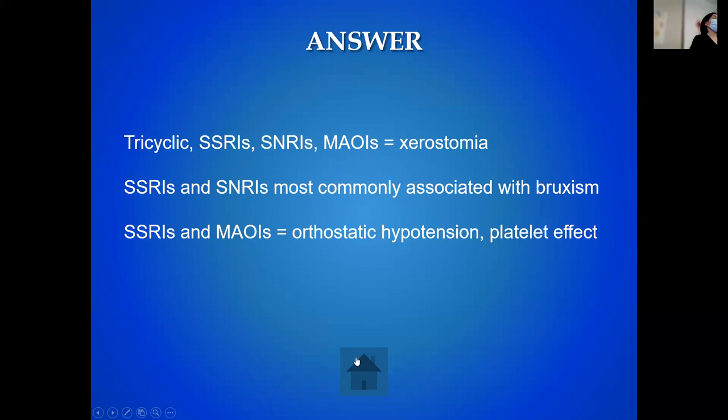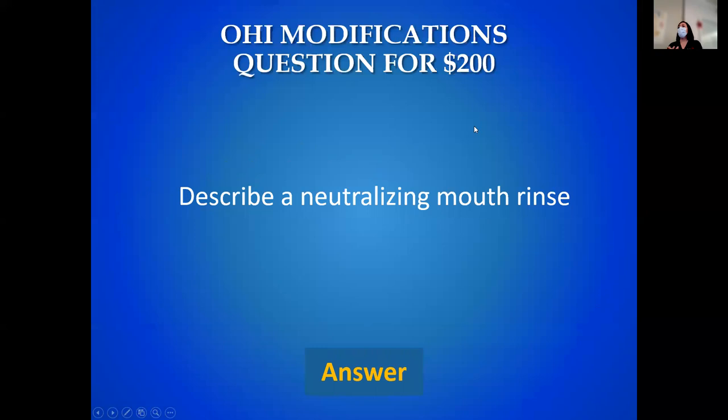Okay, OHI 200, describe a neutralizing mouthwash. We talked about that earlier. Baking soda and water, good. Baking soda and water is your neutralizing mouthwash.